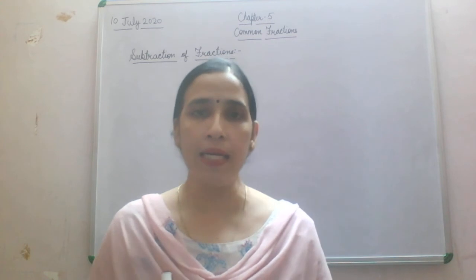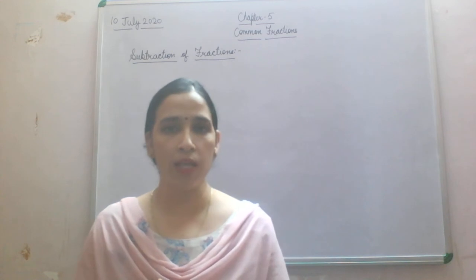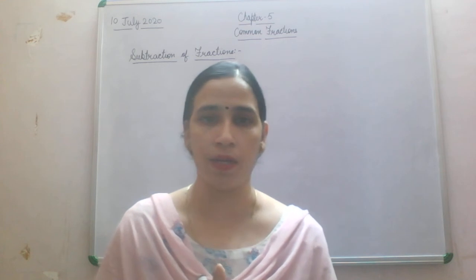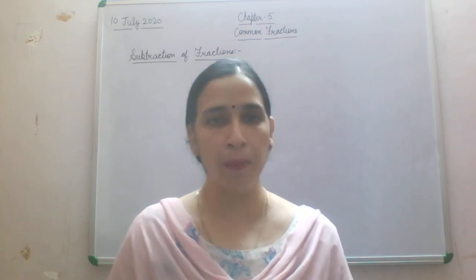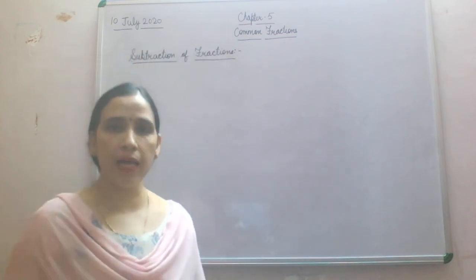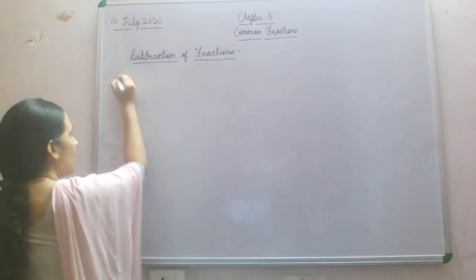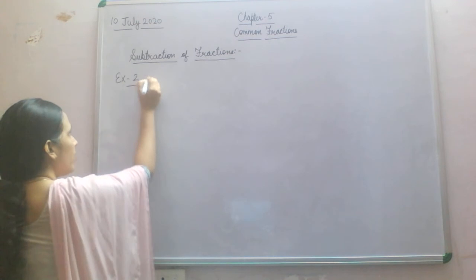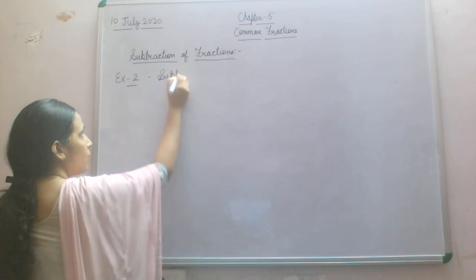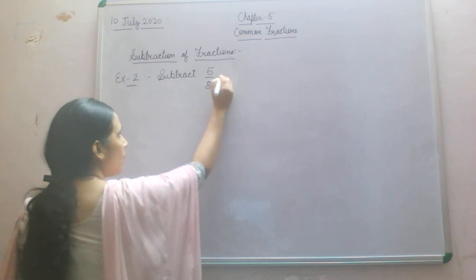First of all, I'll take an example of like fractions. Like fractions means I will take two fractions which have the same denominator. So we'll start with our example. Example 2 I'll take, which is: subtract 5 by 8 minus 3 by 8. This is example number 2 in your book. You can find it in your book. The question is: subtract 5 by 8 minus 3 by 8.